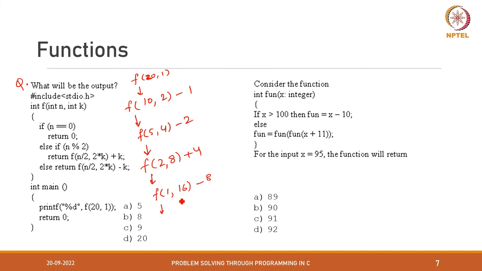Now when f of 1 comma 16 is called, what will it do? 1 percentage 2 is 1, because it's an odd number. So the else if condition will be executed. So n by 2, which becomes 0, and 2 into k. K is 16 here, which has been passed to this fourth recursion. So k is 16, so into 2, that is 32 minus 16.